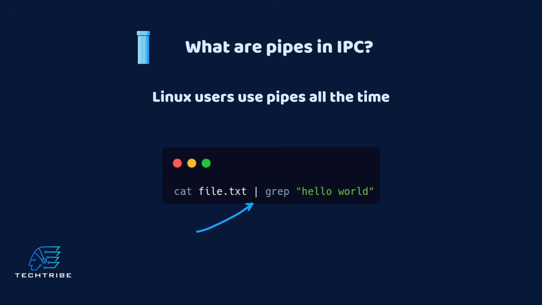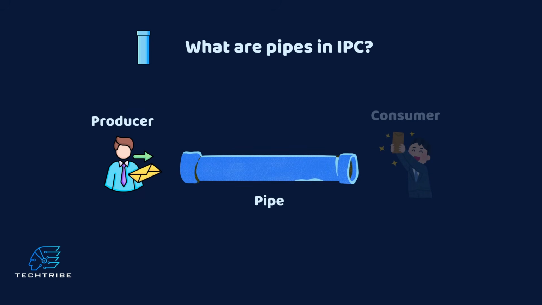Just like how you might put a message in one end of a tube and someone receives it at the other end, pipes let one program, we call this program a producer, send information through this virtual tube to another program, which is the consumer, that is waiting to receive it. Think about it like that.